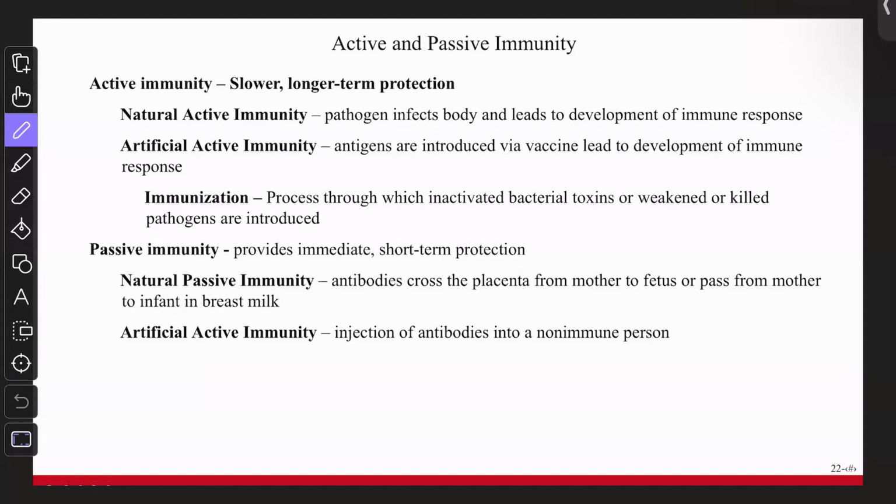Okay, passive means that you are given the defense. Now, here's where this gets confusing, right? Because artificial active immunity is, a lot of people think, oh, we're giving you the defense. We're not actually, and I will explain to you why.